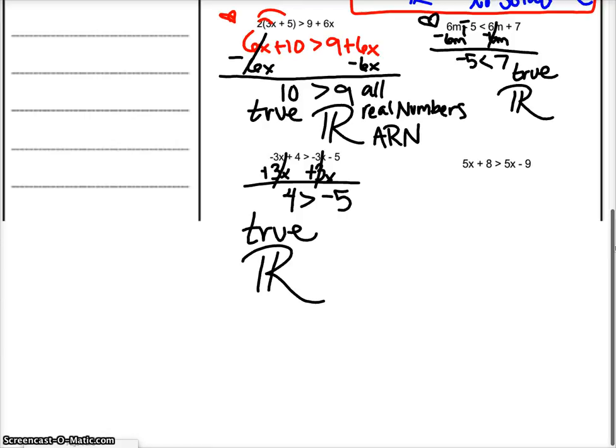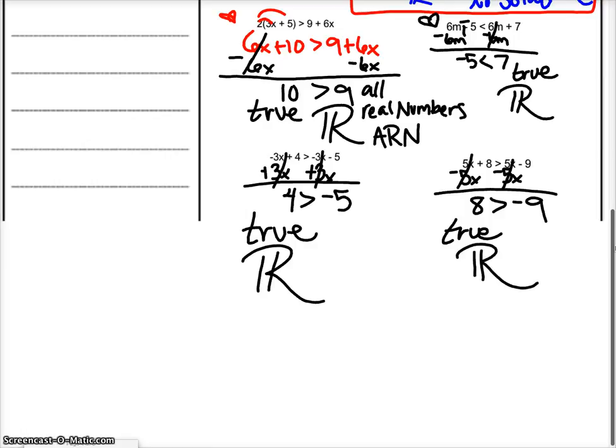Okay, next one. 5x plus 8 is bigger than 5x minus 9. I'm going to get my variable to one side. 5x, take away 5x, I have nothing. 8 is bigger, the x's cancel there, and I have negative 9. Is 8 bigger than negative 9? That's a true statement, so we call it all real numbers.